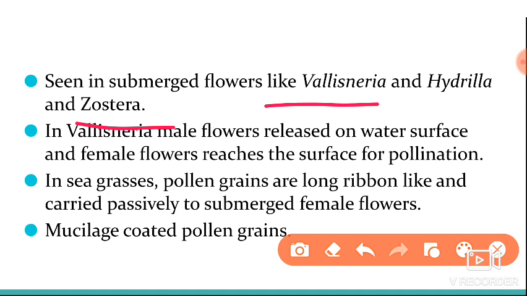And in the case of Zostera, usually it is completely submerged. Both of them are completely submerged. Ribbon-like pollen grains are released inside the water, and they migrate towards the female reproductive part, and then pollination occurs in Zostera. These two are the important pollinations, in Vallisneria and in Zostera. Please remember.